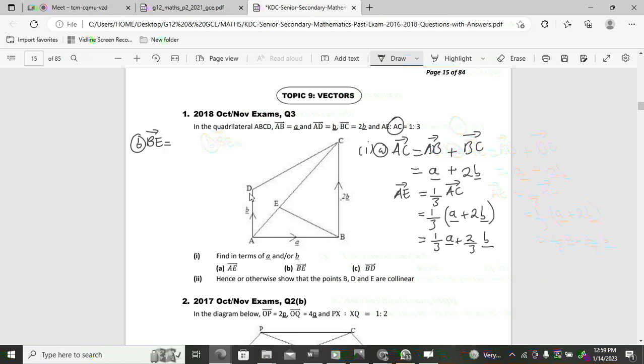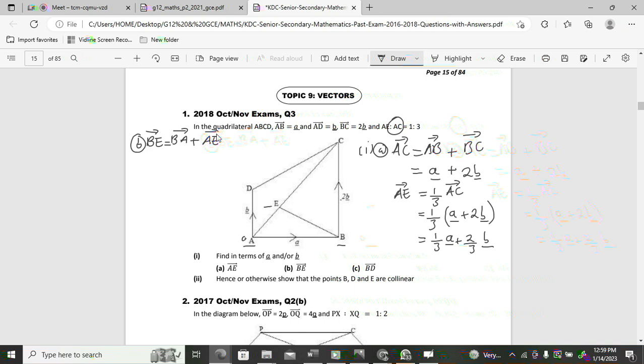So, for the vector BE, what we are going to do is BE. Where is BE? It is from here up to here. Now that we know AE, we are able to find the vector BE. And how can we find BE? We are going to first move from B up to A, and then move from A up to E.